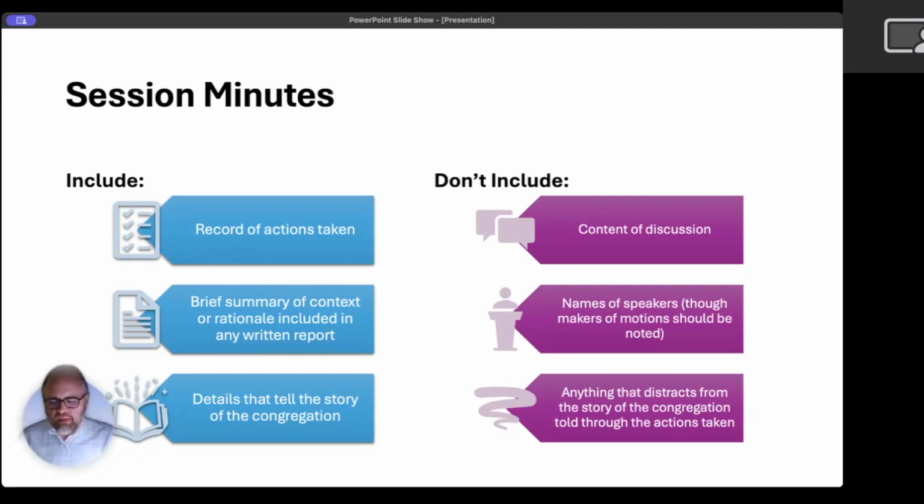So those are some unsolicited suggestions about session minutes. Before we move on to required roles and registers, are there any questions about minutes that you might have?